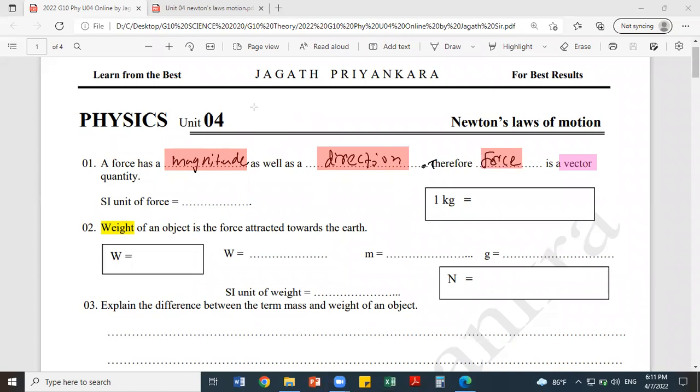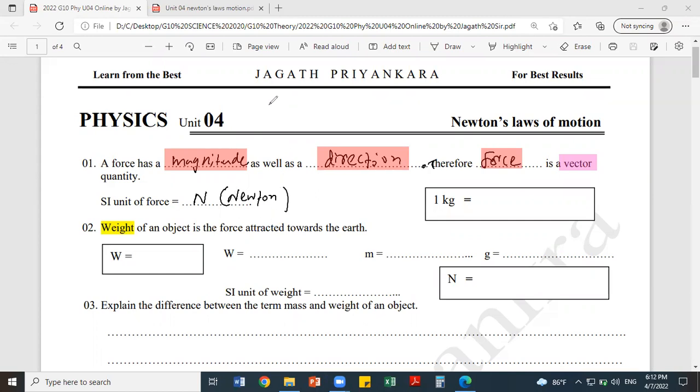SI unit of force. The SI unit of force is Newton, that is capital N, Newton. You can write it within brackets. Remember in the exam, when you are doing any calculation, if you have to find the force, you have to write the answer in Newton. Whatever the force, frictional force, gravitational force, tension, upthrust, magnetic force, any type of force, it should be measured in Newton, capital N.